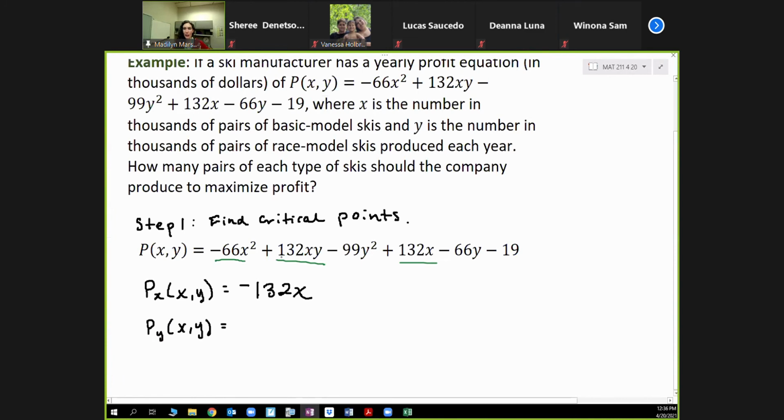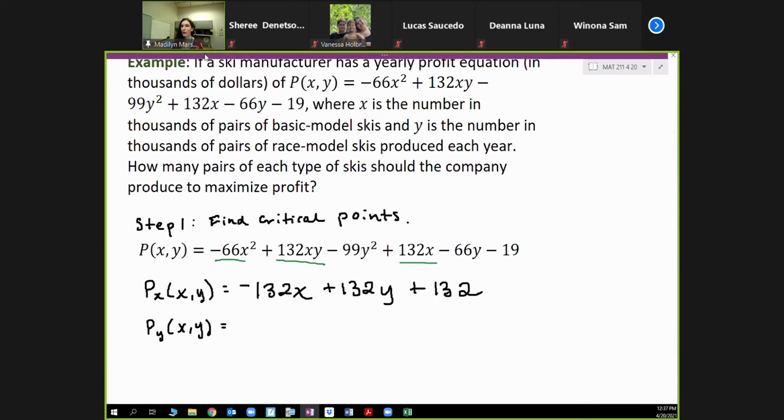The second term is 132xy. What's the partial derivative of that with respect to x? 132y. Exactly, 132y. So the x goes away because there was just one of them, but that y is a constant, so it's staying there. And plus 132. Exactly. So that covered our partial with respect to x.